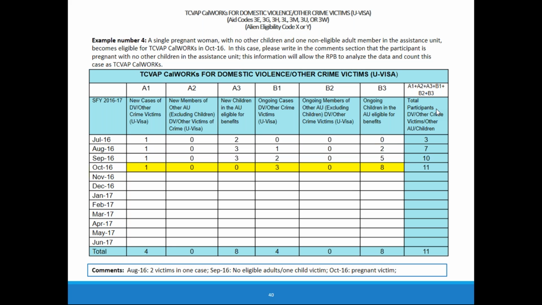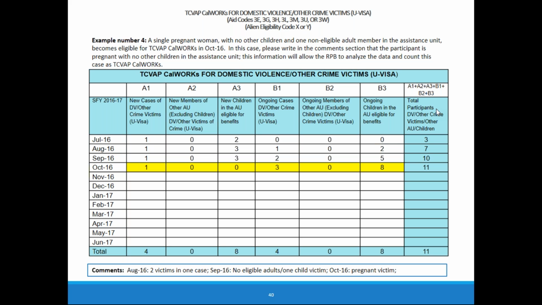On column A1, enter 1 for the pregnant woman. On column A2, enter 0 because there are no other adults living in the assistance unit, and because the adult living in the assistance unit is not eligible for benefits. And on column A3, enter 0 because there are no other children living in the assistance unit.